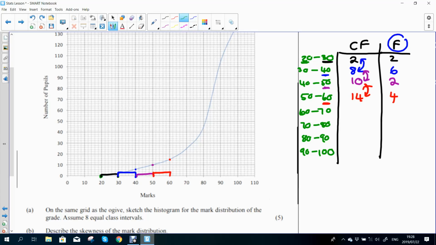Next one. 70. I need to read this off here. That looks like 22, 24. 24. The difference between 24 and 14 is 10, so this is quite high. So this little box is going to go up to 10. So now we're going to start rising the boxes here, it seems.